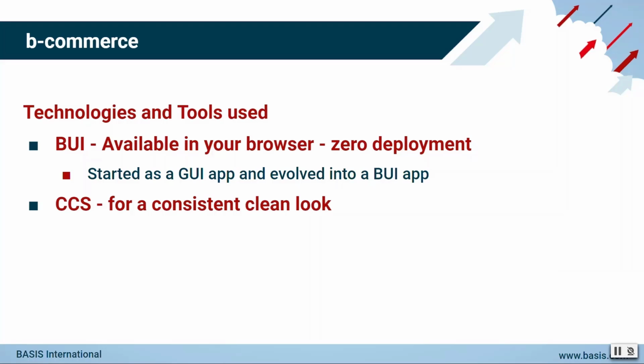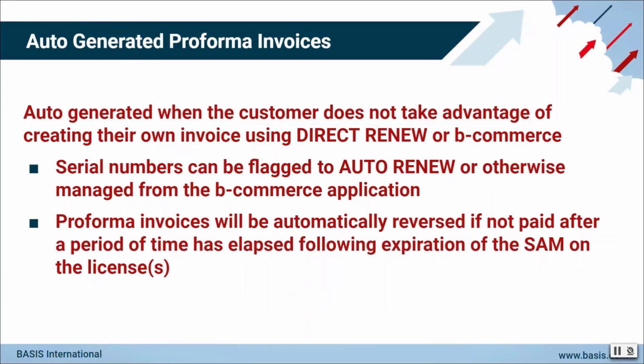BCommerce started out life as a GUI app and evolved into a BUI-only app. To use it, there is zero deployment. You simply need a URL to load the app. Part of the evolution from a GUI app to a BUI app was the application of CSS to maintain a consistent and distinctive look.